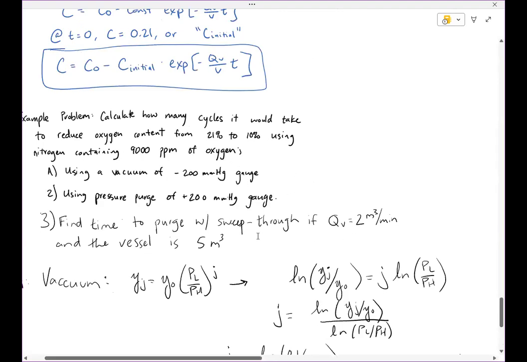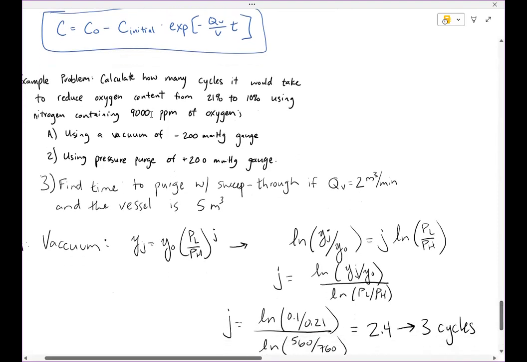Oh, you know what? I messed up on parts A and B. I did it for 100% pure oxygen. I did not do it for 9,000 ppm of oxygen. So that was a mistake on my part. Since I wrote this problem, I might delete that from this part, but keep it in this part.